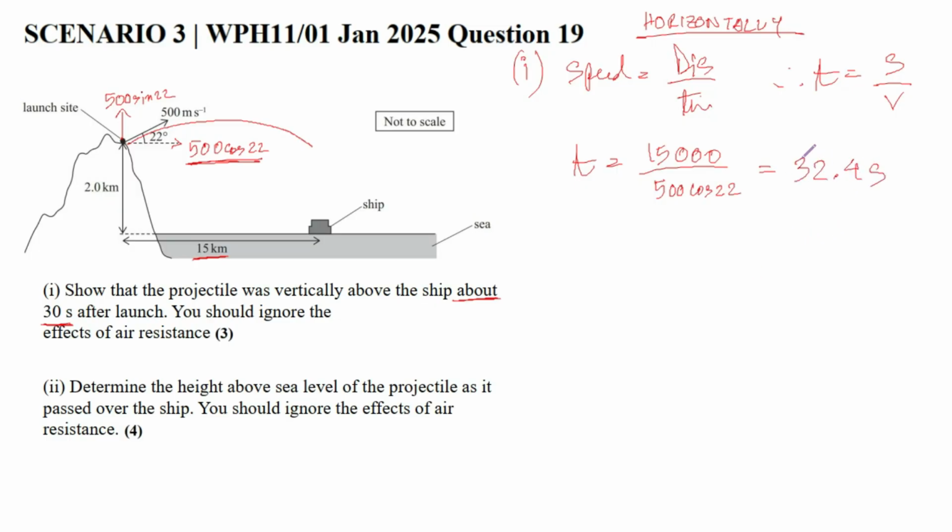seconds. And like I said, the rule for answering any show that question is to give your answer to at least one significant figure higher than the show that value. So if you can see, the show that value is rounded off to 1 SF, so it has to be given to at least 2 SF. And to stay on the safe side, I gave this in 3 SF. Now moving on to part 2.